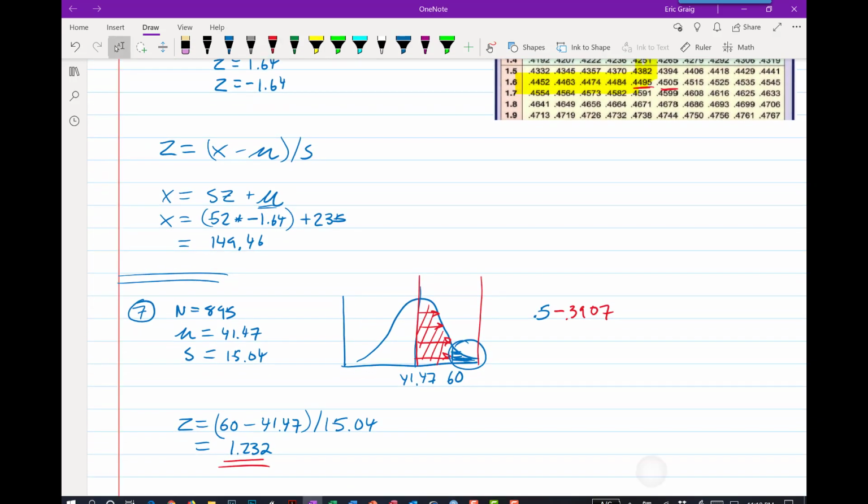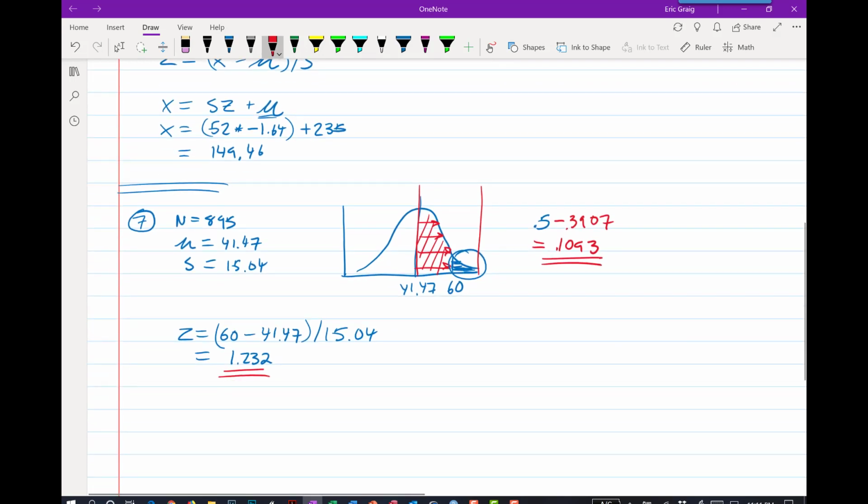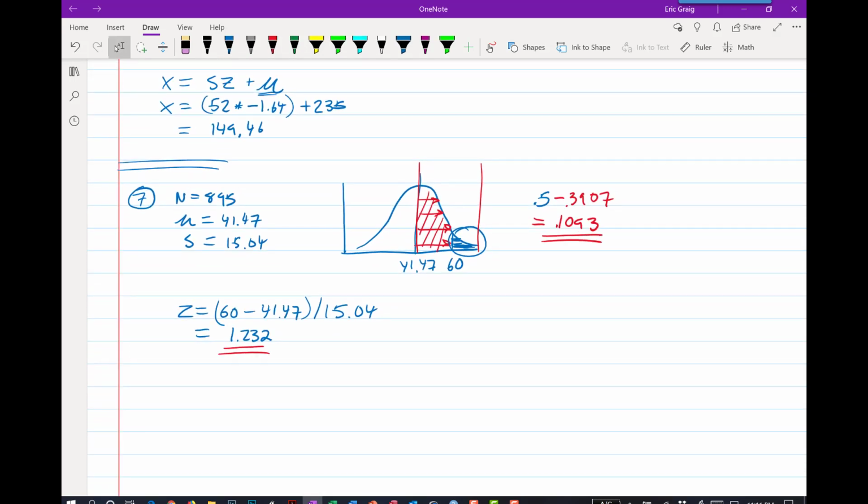I solved it using a distribution calculator, so let's see if we get the same answer. 0.5 minus 0.3907. Yes, we do. It's going to give us 0.1093. So that's part A of the problem. That's the probability that somebody worked more than 60 hours in this sample.